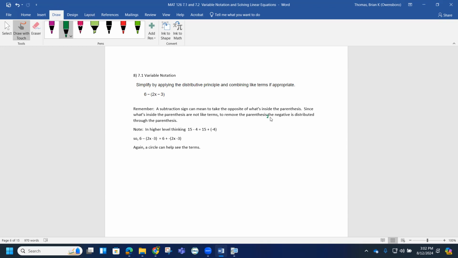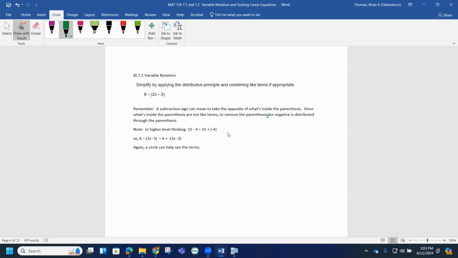Okay. So remember, in higher level thinking, 15 minus 4 means 15 take away 4. But remember, subtraction is equivalent to adding the opposites. So I can rewrite this. I can change the subtraction sign to a plus sign as long as we take the opposite of what we're subtracting. So the opposite of 4 is negative 4.